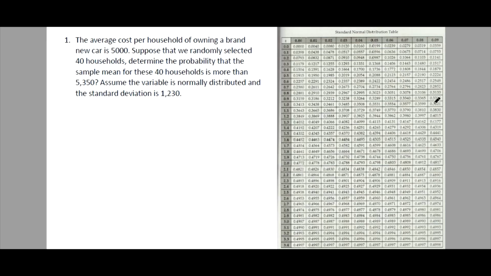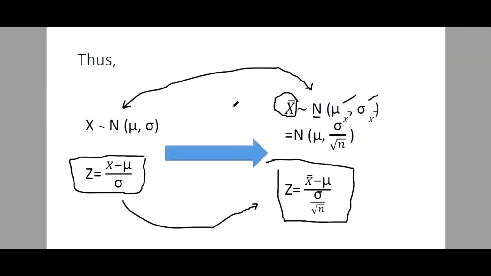The average cost per household of owning a brand new car is 5,000. Suppose that we randomly selected 40 households. Determine the probability that the sample mean for these 40 households is more than 5,350. Assume the variable is normally distributed and the standard deviation is 1,230. Now take note, we have encountered already two formulas.